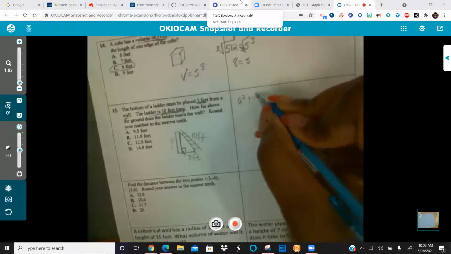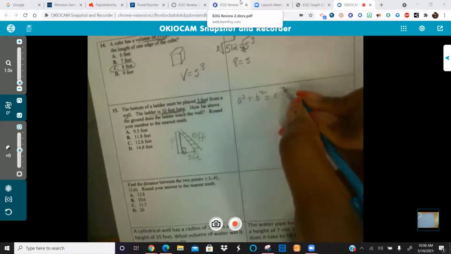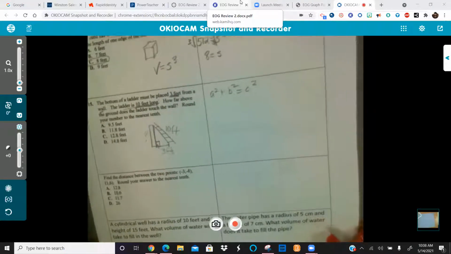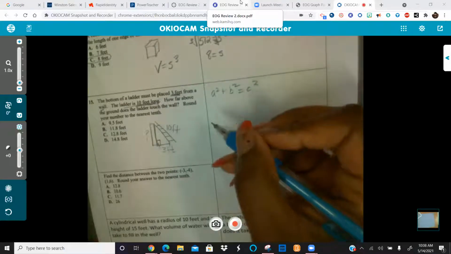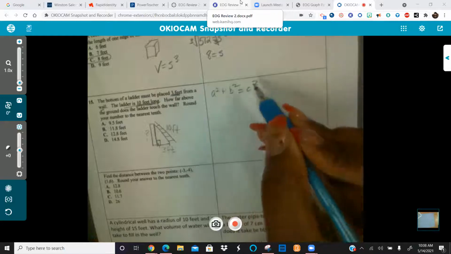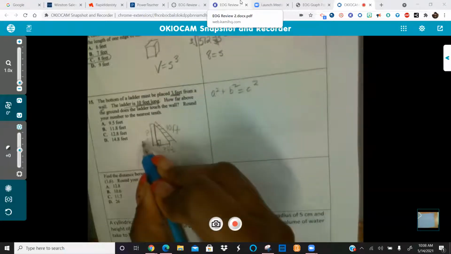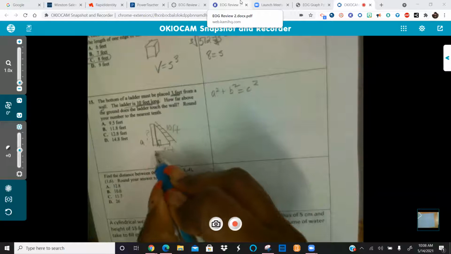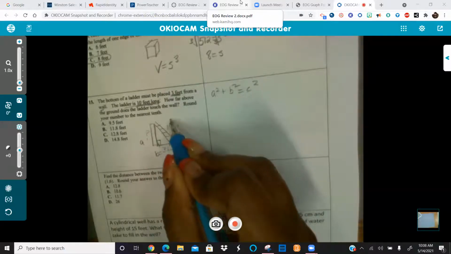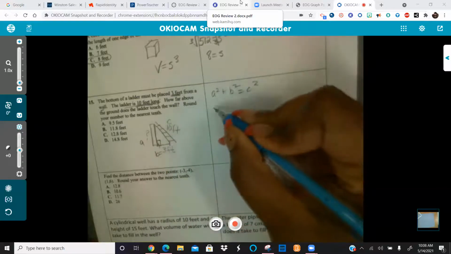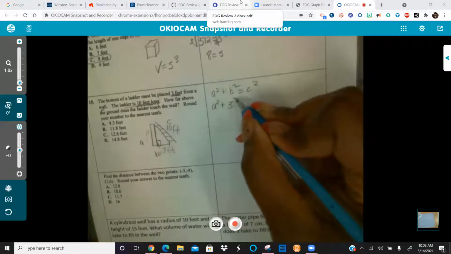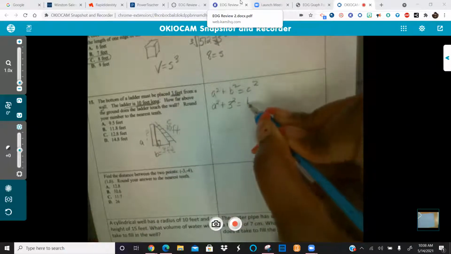A squared plus B squared equals C squared. Okay. So now we're going to substitute these values into this formula. Remember, this side right here is my A, and we're going to label this B. And the side opposite of the right angle is my C. Okay, so A is missing, B is 3, and C is 10.